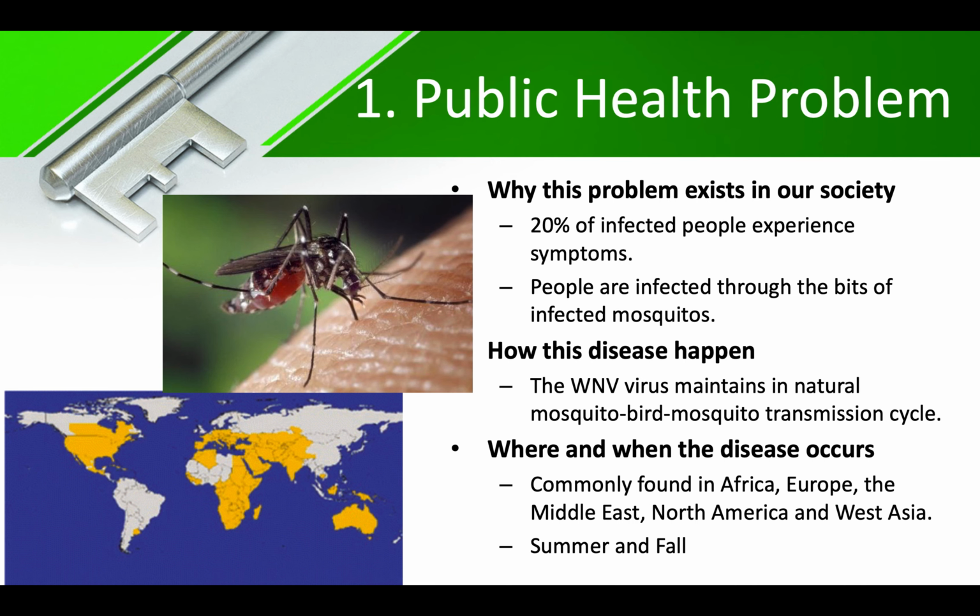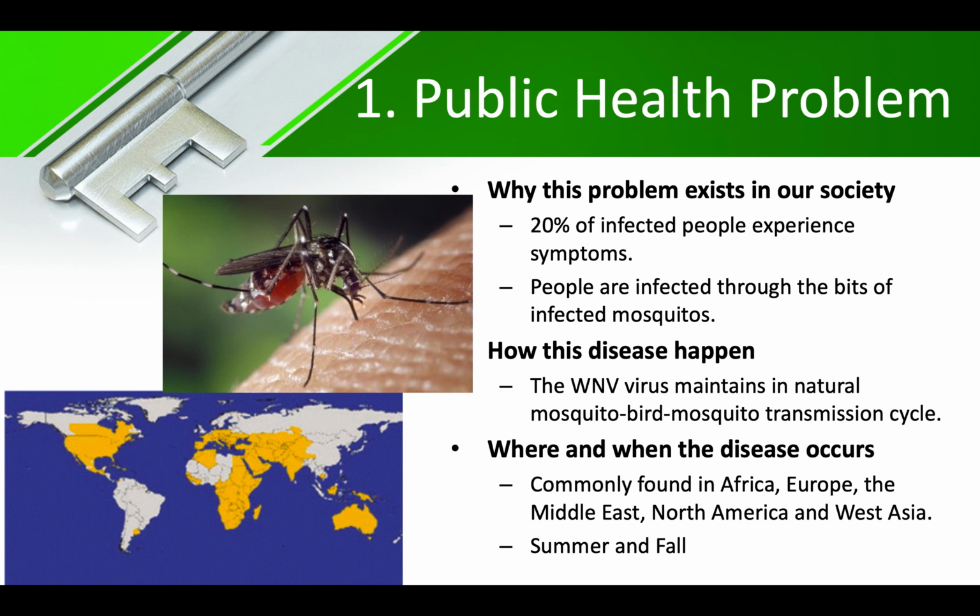About 80% of West Nile virus infected patients will not show any symptoms, but for the rest of 20% of them, they can experience fever, headache, muscle weakness, and body aches, nausea, vomiting, occasionally with a skin rash. Humans become infected simply through the bites of infected mosquitoes. Then how do mosquitoes get infected?